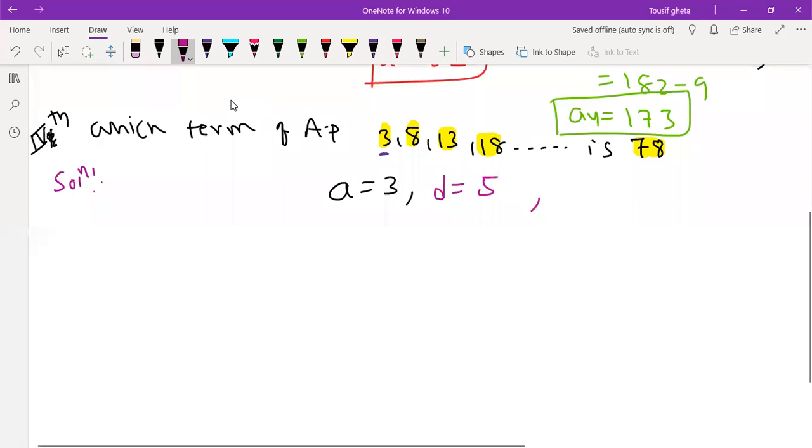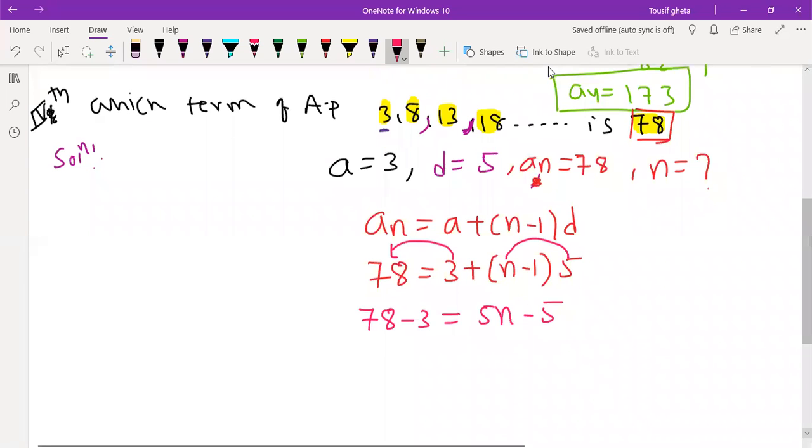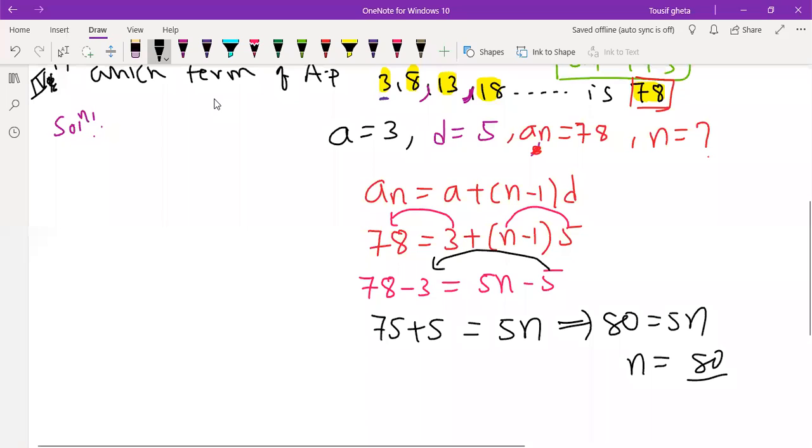Directly we should do now. So 5n minus 5. Now this 5 I will take here. 75 plus 5 is equal to 5n. We will get 80 is equal to 5n. n is equal to 80 by 5. 5 ones are 5, 5 sixteens are 80. So n is equal to 16.